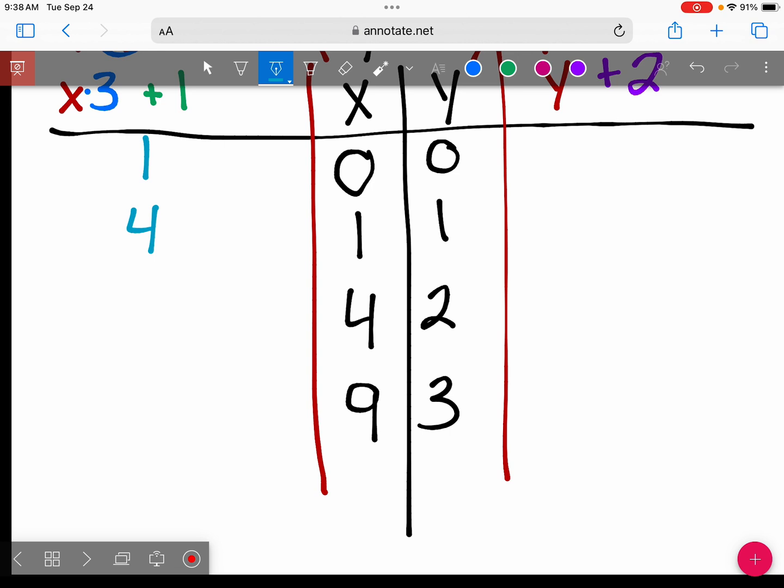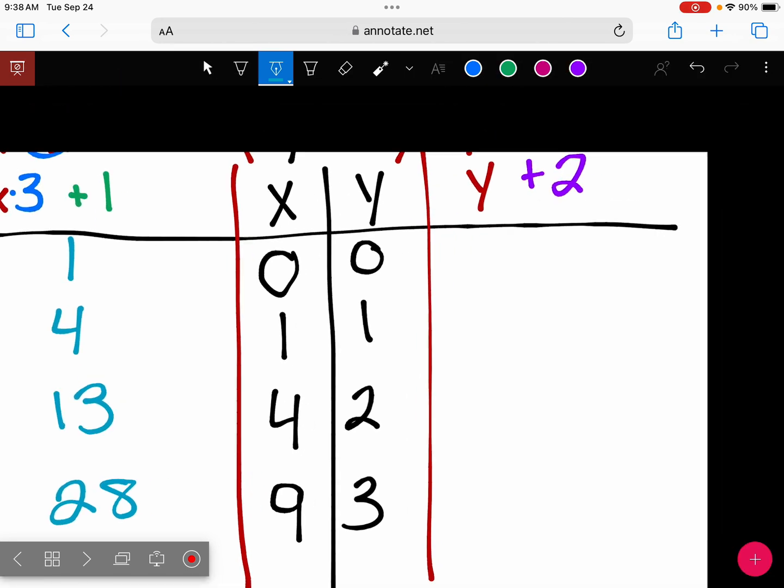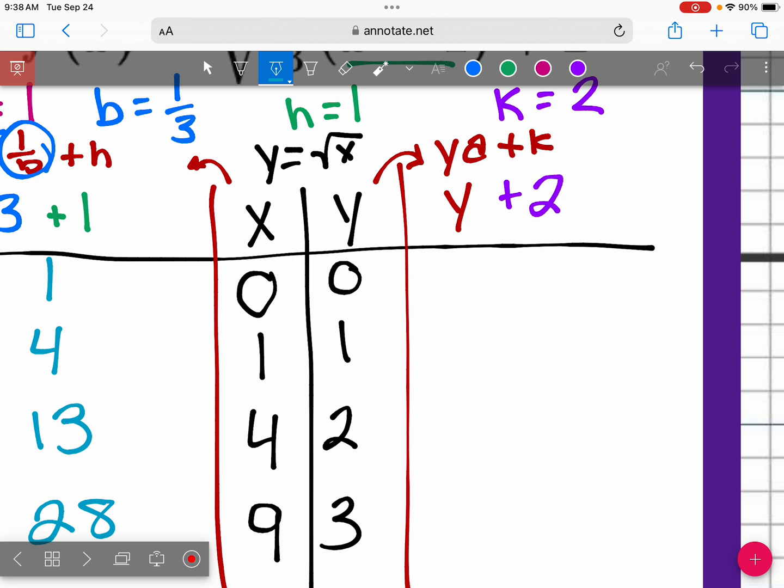So then we have our 4 times 3, which is 12, plus 1, 13. And 9 times 3 plus 1 is 28. Which is why we don't tend to go too far out on our square roots, because they get real big real fast. So for our y's, we're just adding 2.